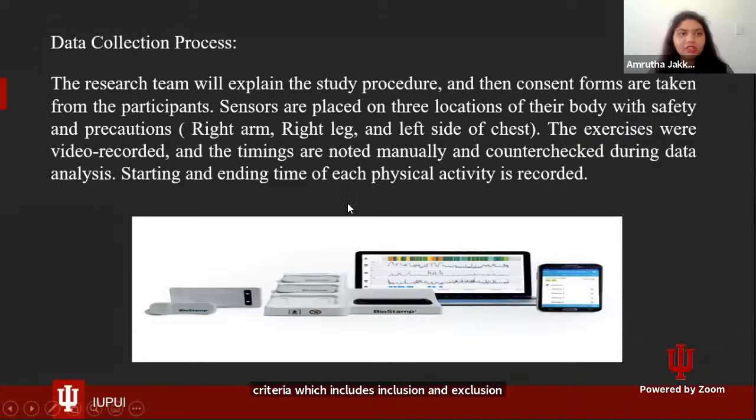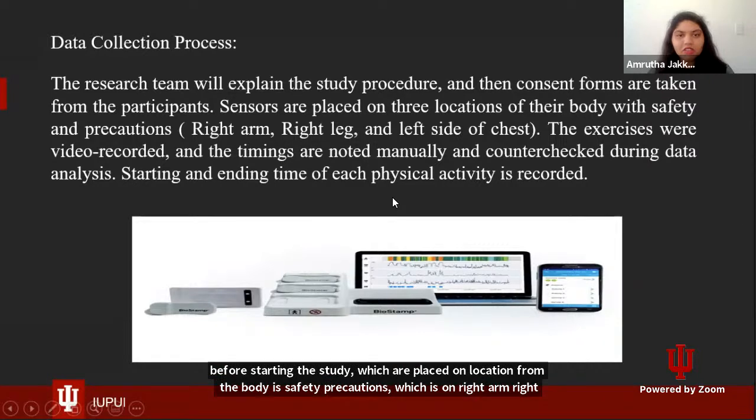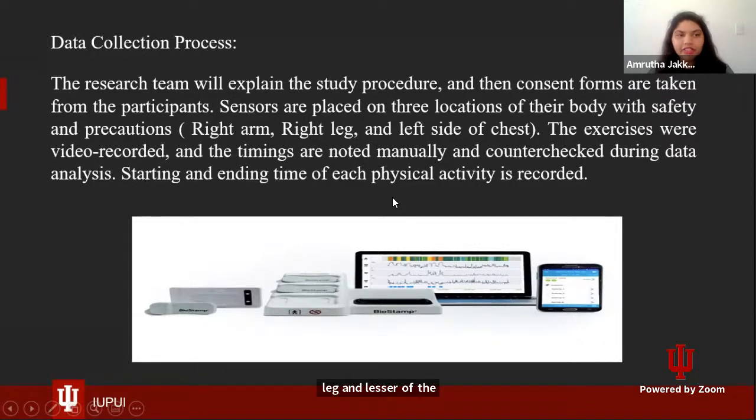Data collection process. The research team will explain the study procedure, and then consent forms are taken from the participants before starting the study. The sensors are placed on 3 locations of their body with safety and precautions, which are the right arm, right leg, and left side of the chest. The exercises were video recorded and the timings are noted manually and counter-checked during data analysis. Starting and ending time of each physical activity is recorded.